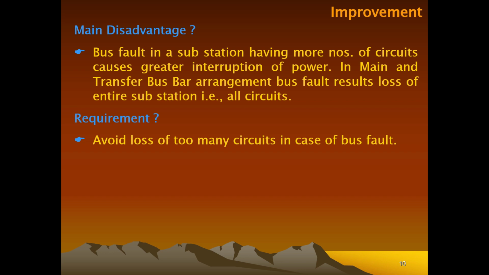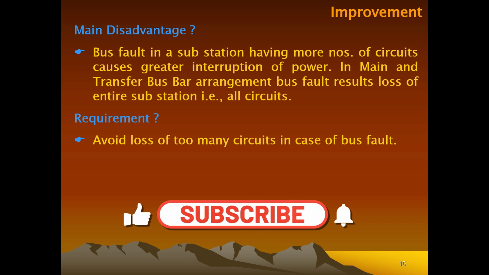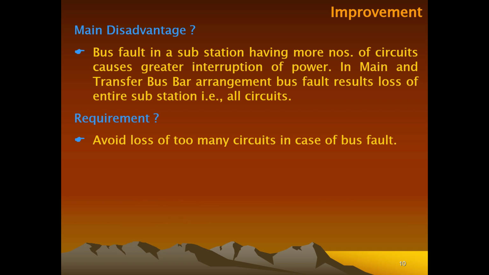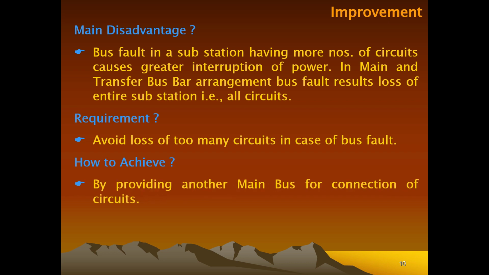Likewise, we also want that if there is a fault on one particular circuit breaker, the power flow through the feeder should not get affected. These are the two basic requirements, and on the basis of these requirements the different types of bus bar arrangements are designed. So to achieve this requirement of avoiding loss of too many circuits in case of a bus fault, how can we achieve it?